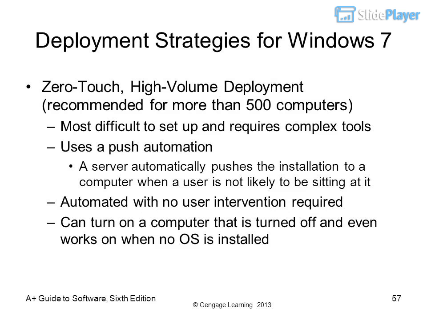Deployment strategies for Windows 7. Zero touch, high volume deployment is recommended for more than 500 computers. It is the most difficult to set up and requires complex tools. It uses push automation. A server automatically pushes the installation to a computer when a user is not likely to be sitting at it. It is automated with no user intervention required. It can turn on a computer that is turned off and even works when no OS is installed.